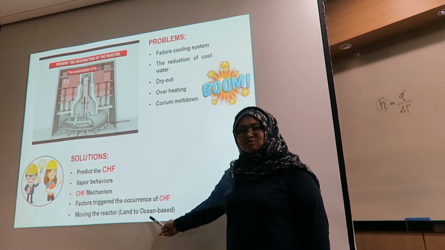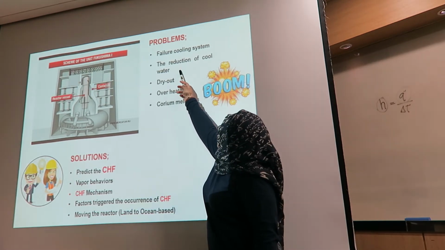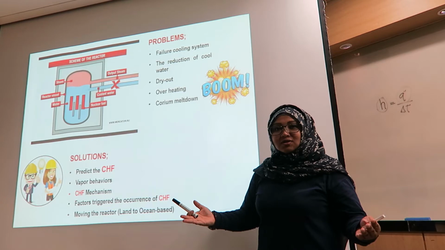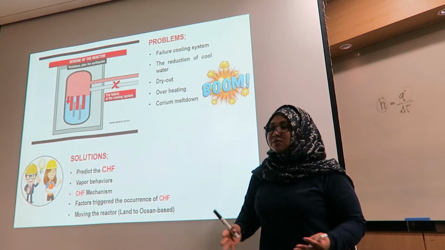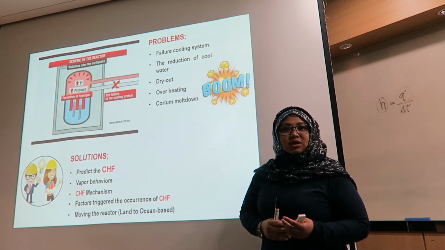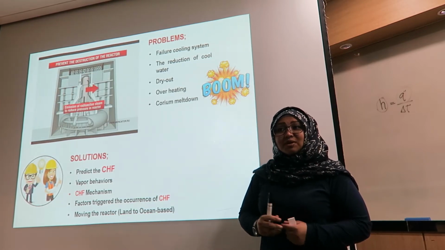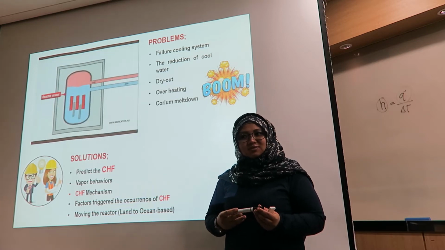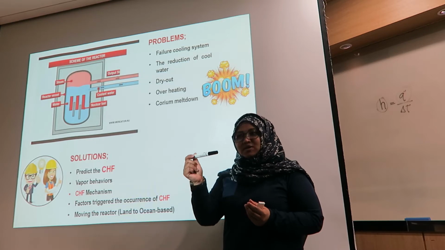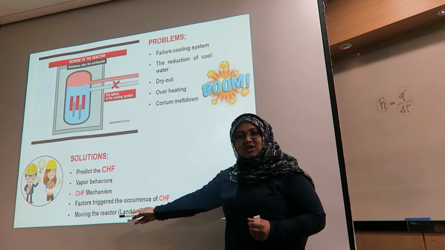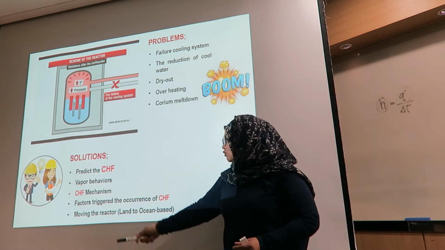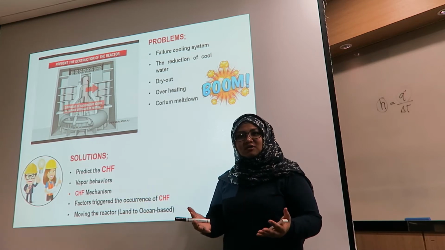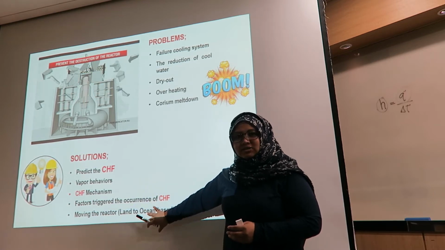Anyone knows why we should move the reactor from land to the ocean? Alright, because here there is a reduction of cooling water and failure in the cooling system. If we move the reactor from land to ocean, we have plenty of water, which can help to cool down our system. So there will be no failure in the cooling system, and we will not run out of cool water, right? But when we move the reactor from land to ocean, there are other factors that might affect the system. Guess what that is? The movement. Because when we place the reactor on land, it's just static, right? It's just still. But when we move the reactor to the ocean, there will be effects from the waves, ship motions, wind, and everything.